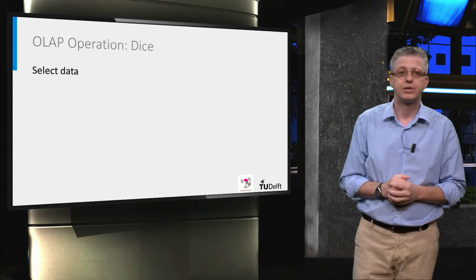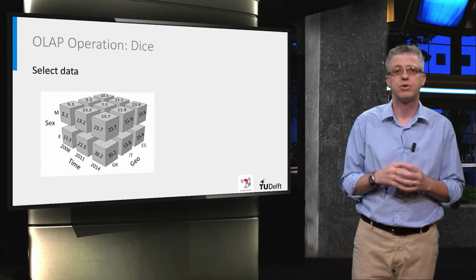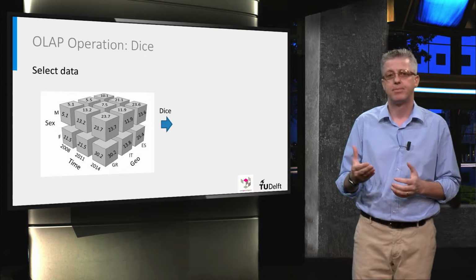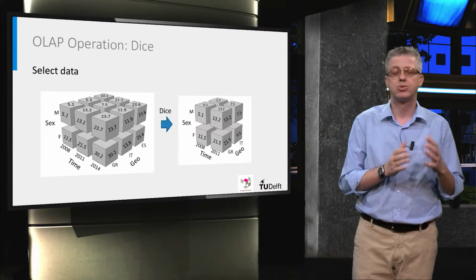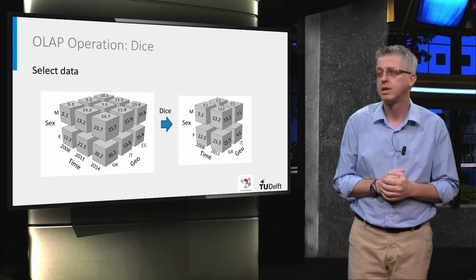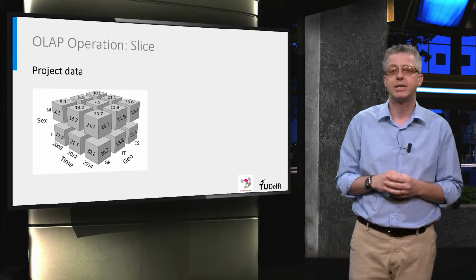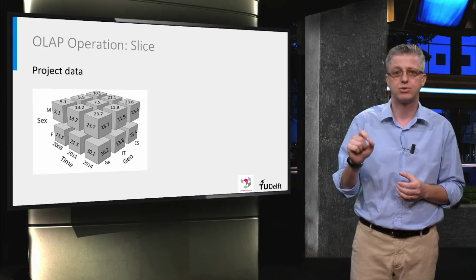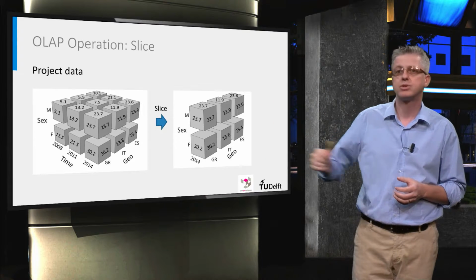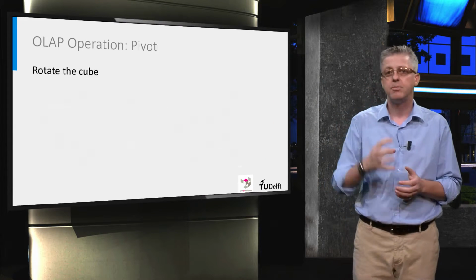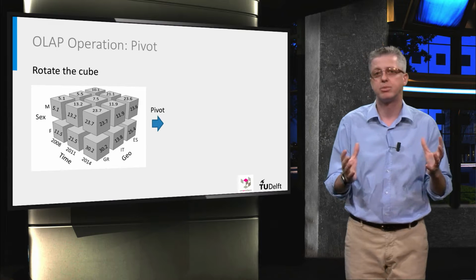Dice is the operation that produces a new, smaller cube by selecting particular values for multiple dimensions. For example, only data for Italy and Greece, as well as for 2008 and 2011, are shown. Slice is the operation that produces a smaller cube by setting a specific value to one of the dimensions. For example, we slice the cube for year 2014. Pivot operation is also known as rotation. It rotates the cube for visualization purposes.